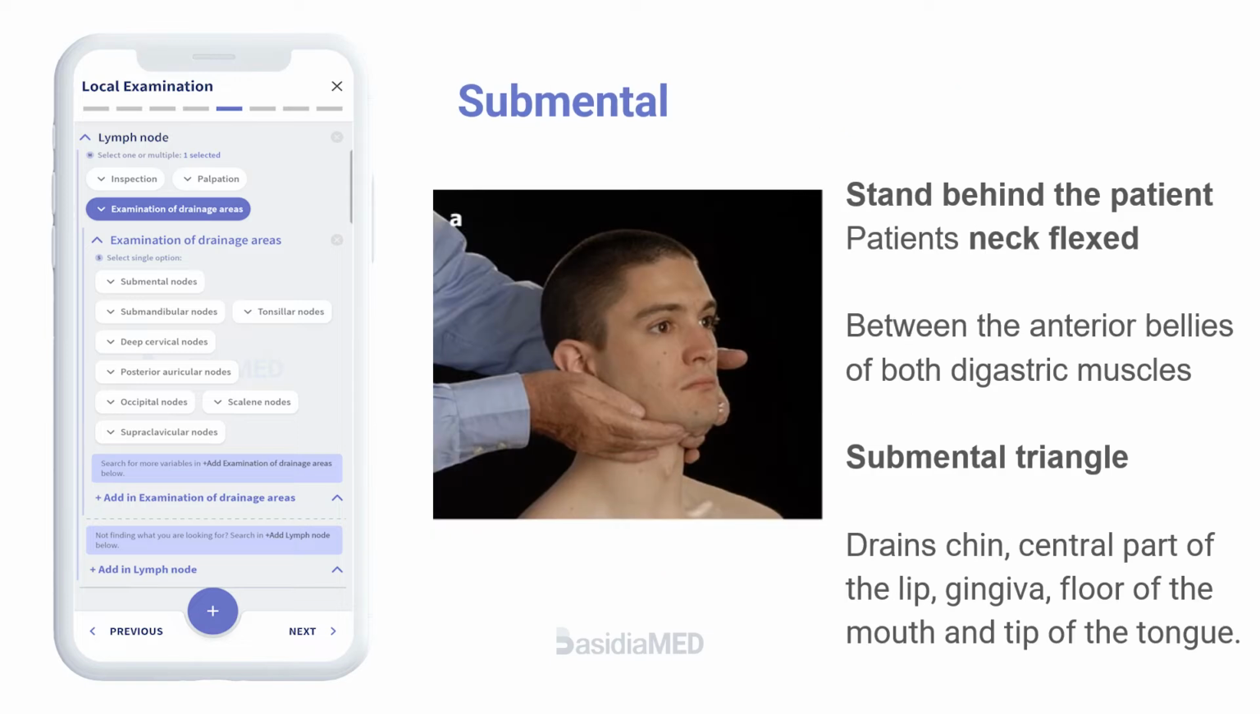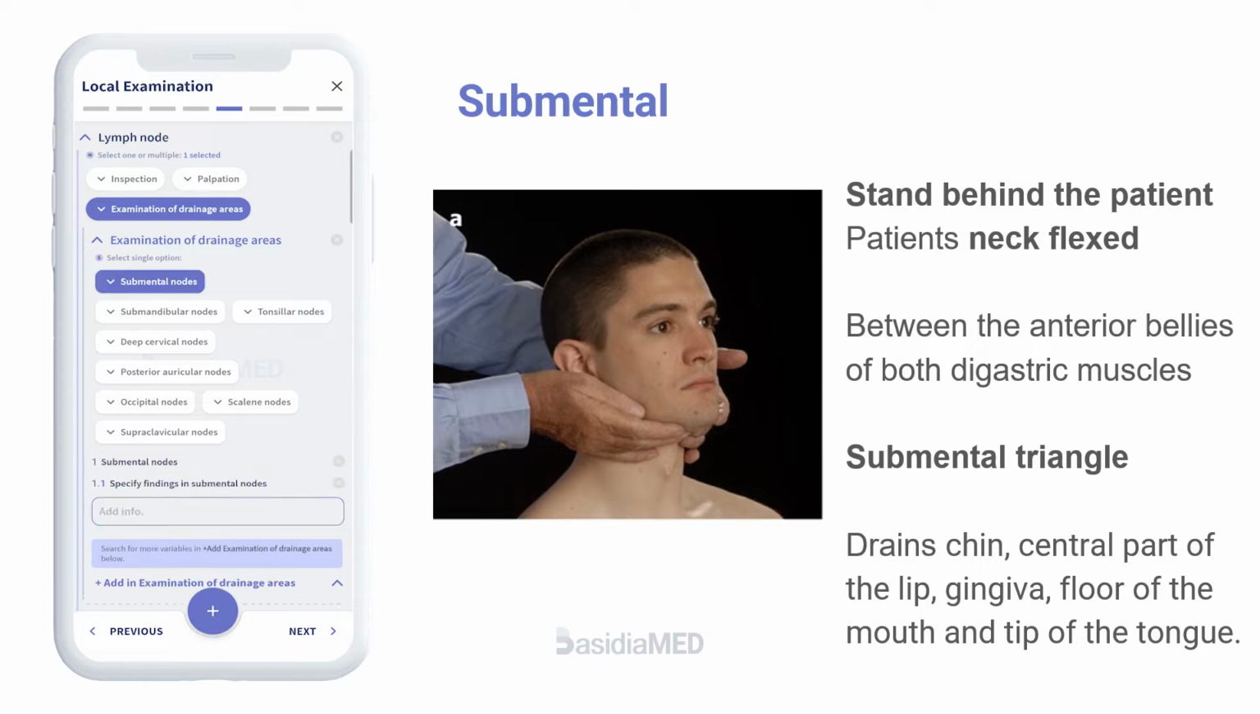Lymph nodes of the neck can be examined by standing behind the patient, with the patient's neck slightly flexed. The nodes are palpated from above downwards. Submental nodes are palpated in the submental triangle, below the chin. The submental group is present between the bellies of the digastric muscles and drains the chin, central part of the lip, gingiva, floor of the mouth, and tip of the tongue.